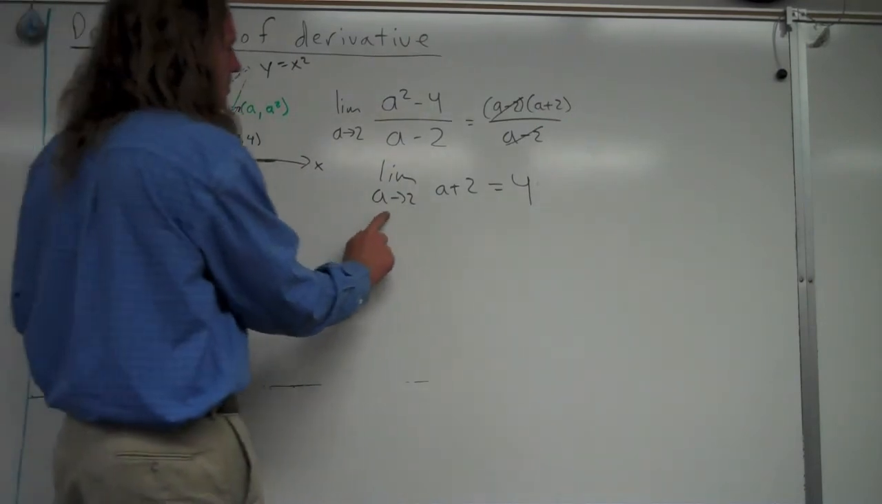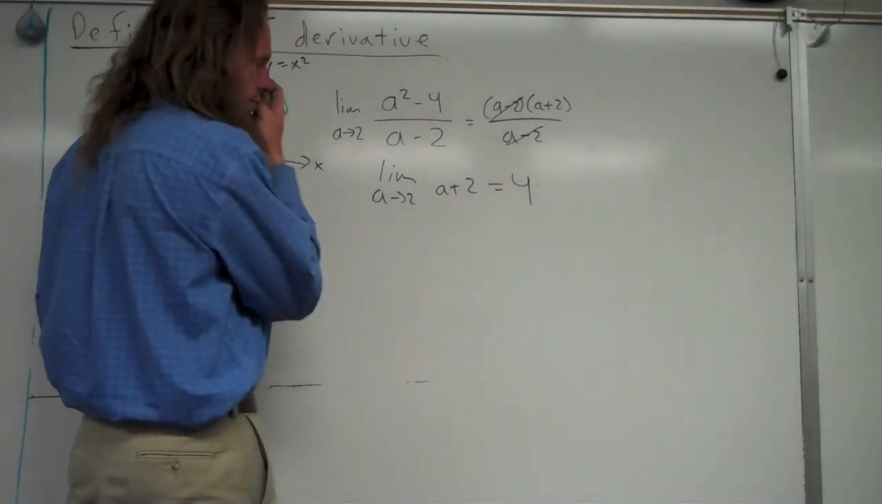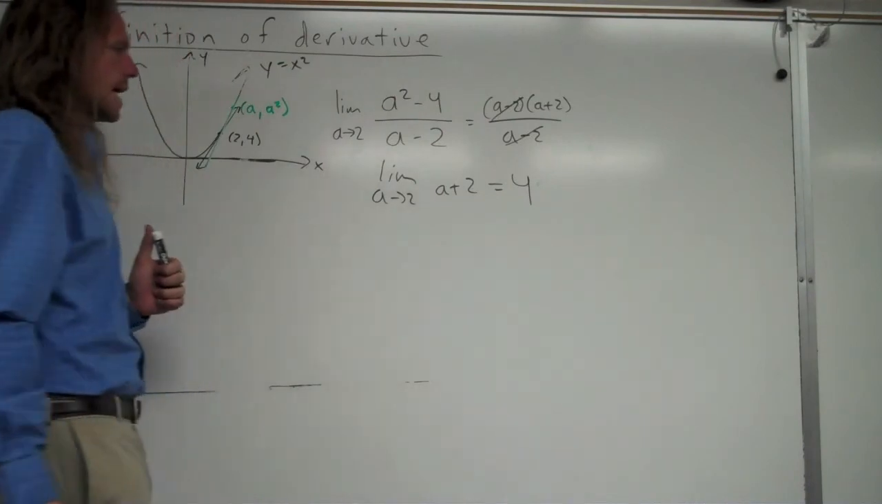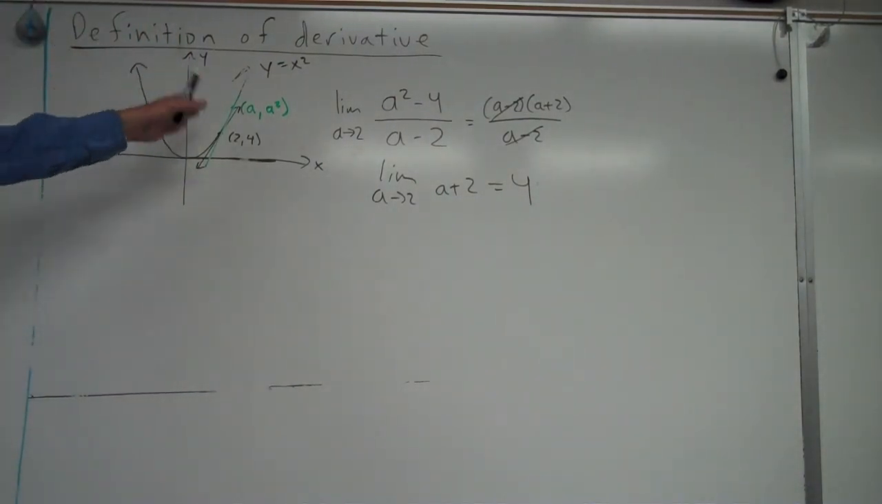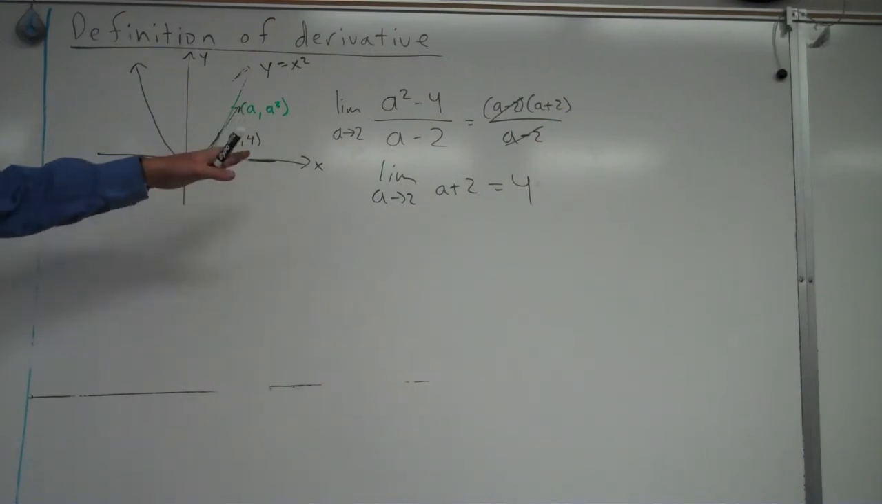This is the limit of a plus 2, equals 4. It's a plus 2. But what we found again was that the slope of our function y equals x squared at 2 is equal to 4.